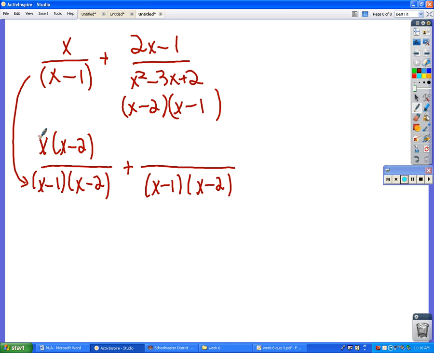Because you factored this, it has an x minus 2 and an x minus 1. So for this to match that, I need to toss an x minus 2 on there, and then they're the same.